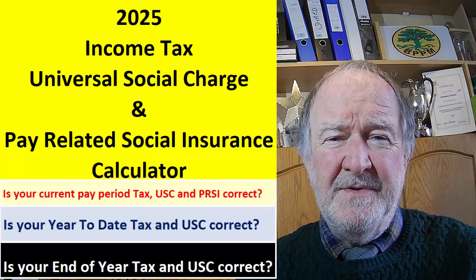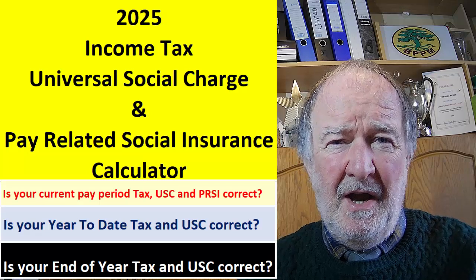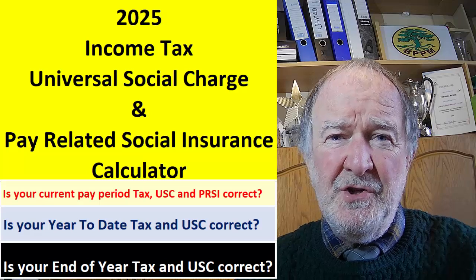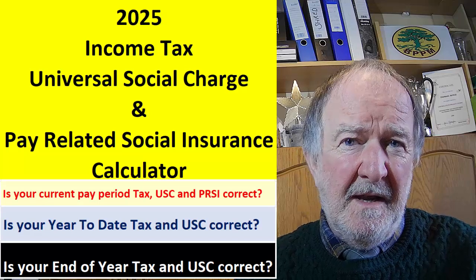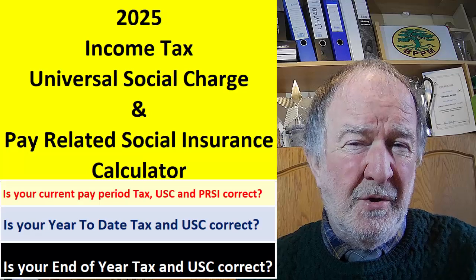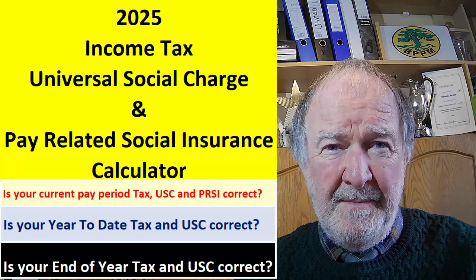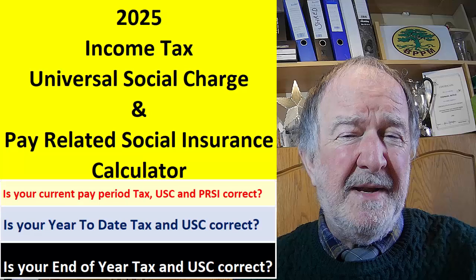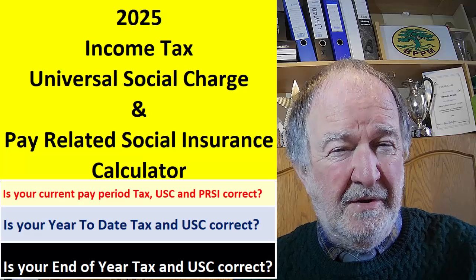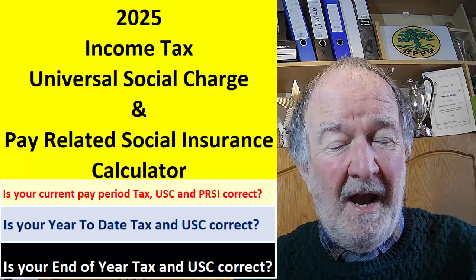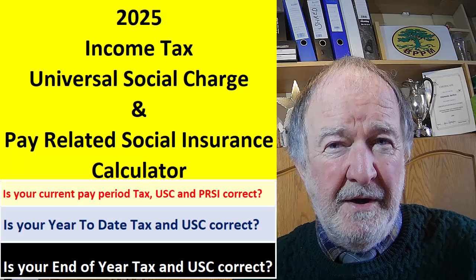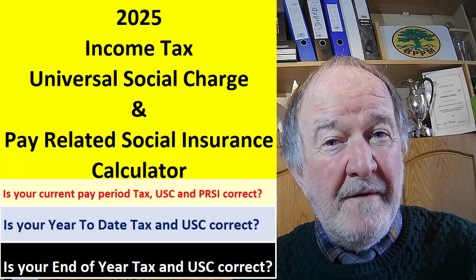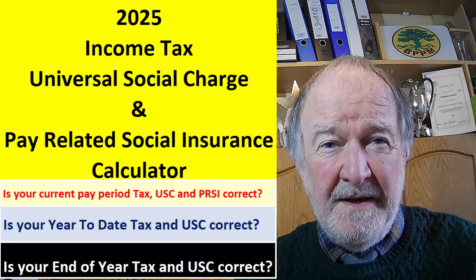2025 income tax, universal social charge and pay-related social insurance calculator. This calculator can reconcile your current or this period income against your payslip. It can check your year-to-date income against your payslip and reconcile your end-of-year income against your Revenue statement of liability.